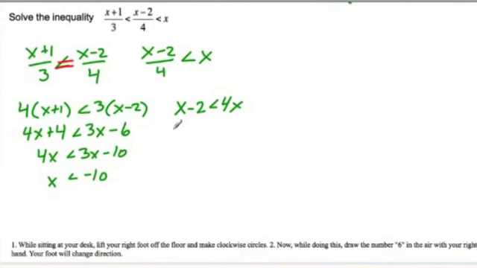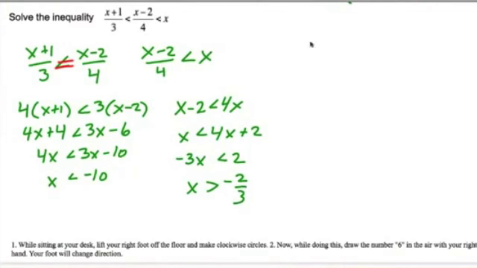And then x is less than 4x plus 2. Negative 3x is less than 2. And x, I'm dividing both sides by negative 3, so think about what's happening to the sign here. Dividing by a negative, so x is greater than negative 2/3.